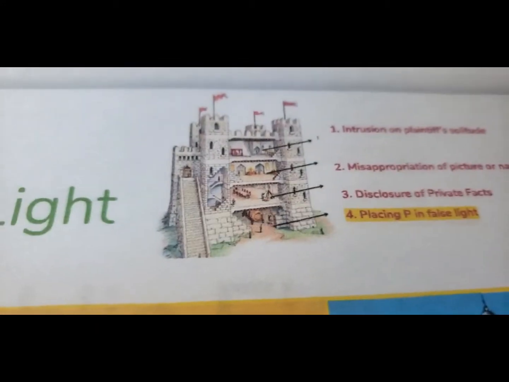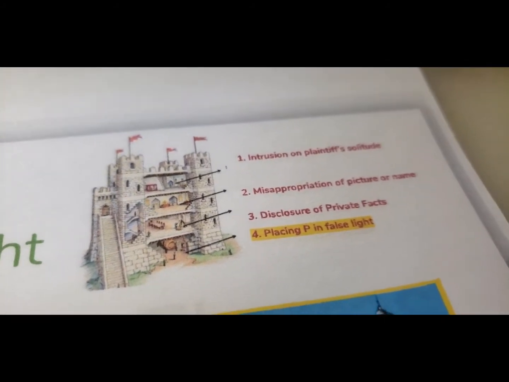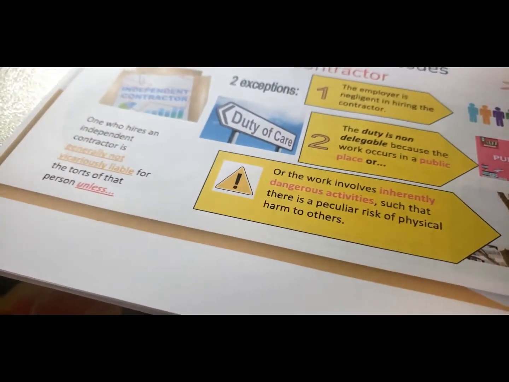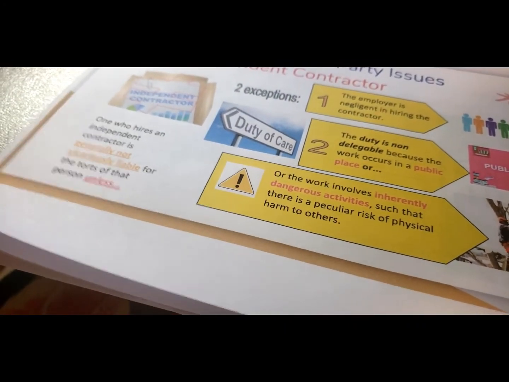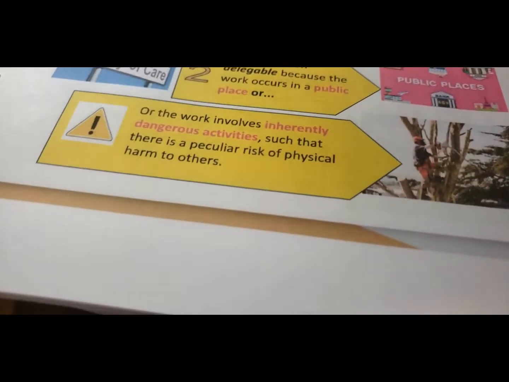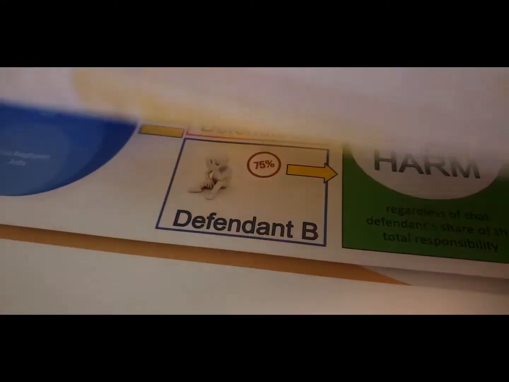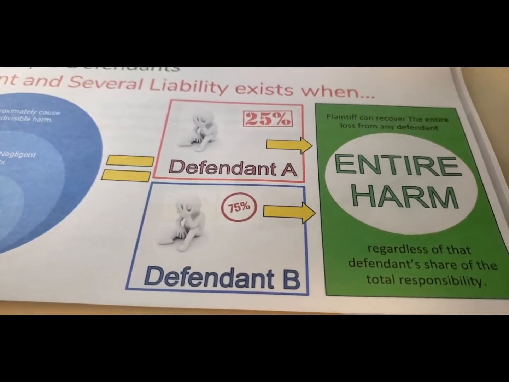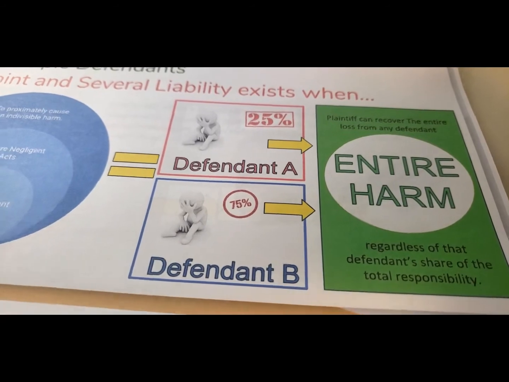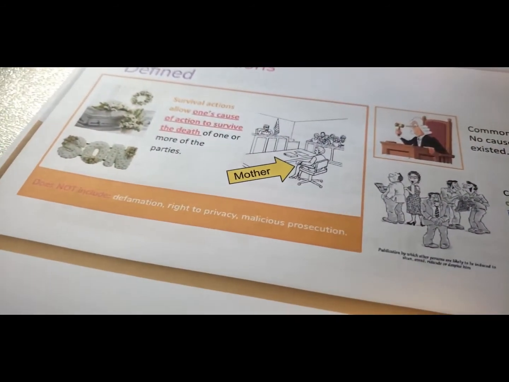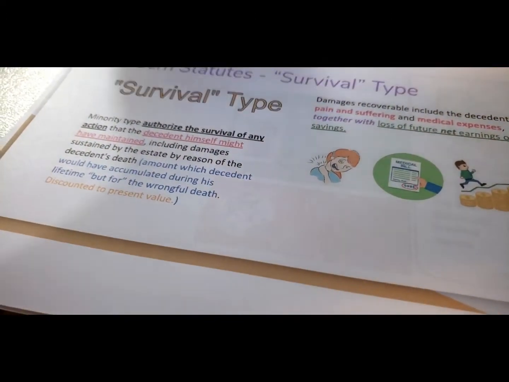Look, here we've got invasion of privacy. Here are the levels of invasion that you can go into, and categories of third-party issues. This one here is an independent contractor. It tells you what it is, what it isn't, and what is an inherently dangerous activity. Multiple defendant issues, and that just explains who is liable for all the harm. Charts and graphs and flows and everything that you can imagine.